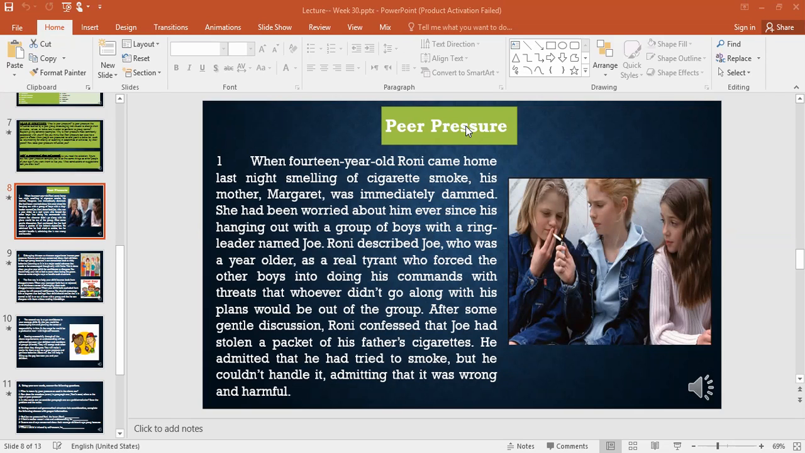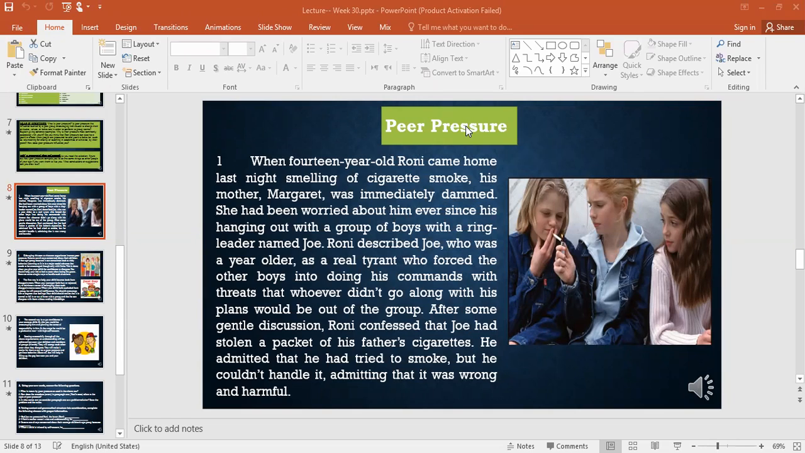So Roni was a 14-year-old teenager. He came home smelling of cigarettes. His mother was, let's say, shocked and confused by what she smelled. She had been worried about him ever since he started hanging out with a group of boys with a ringleader named Joe. So his mom was worried about him because he was hanging out with a group of boys with a leader. Yani, the leader of this group is Joe.